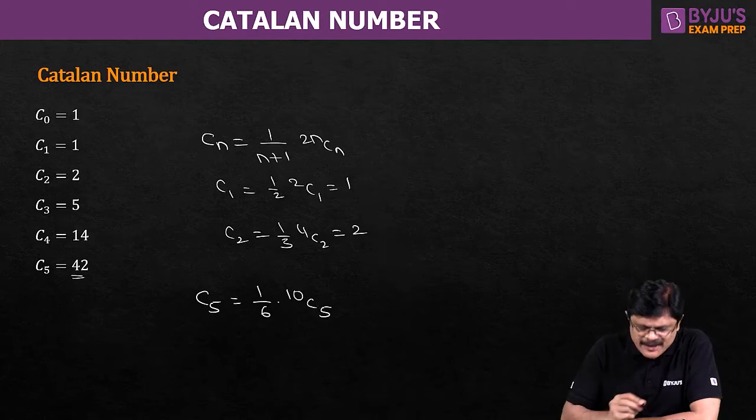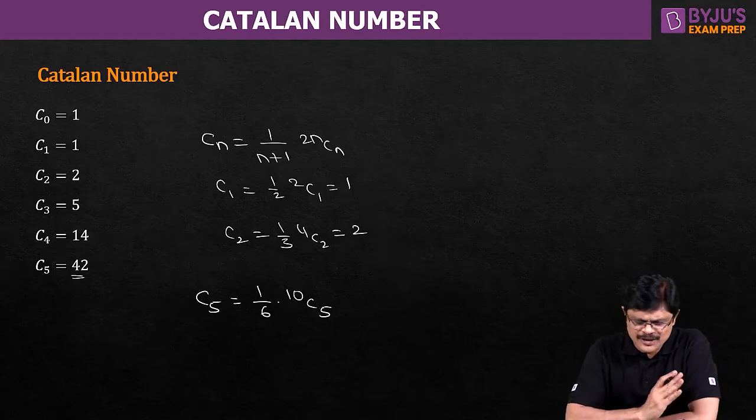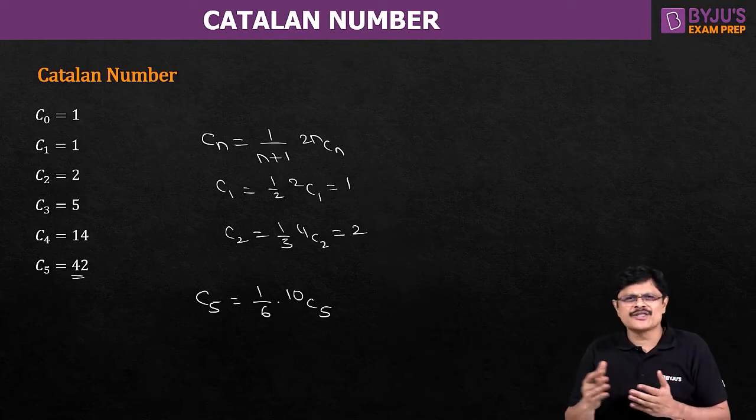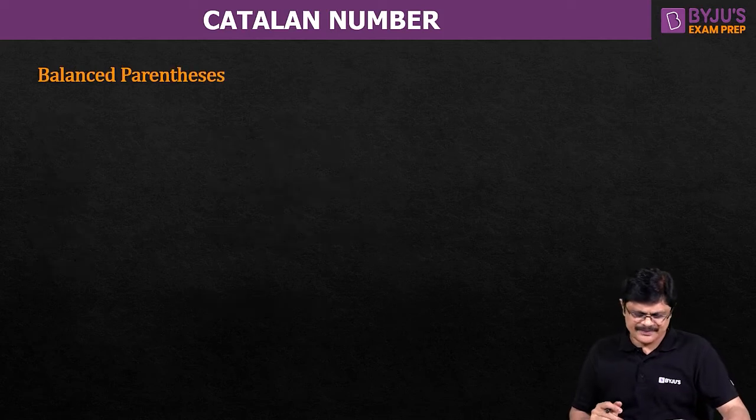Simplify this, you get this particular answer. Am I clear? So this is about the sequence, the first few Catalan numbers, or the sequence of Catalan numbers. Got it? Now let us take up some problems for which Catalan number is the solution.